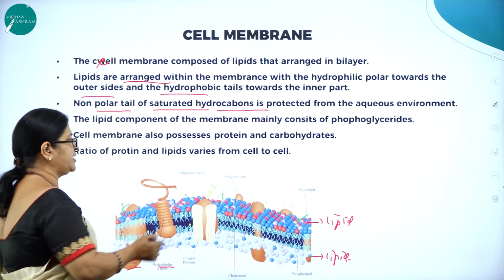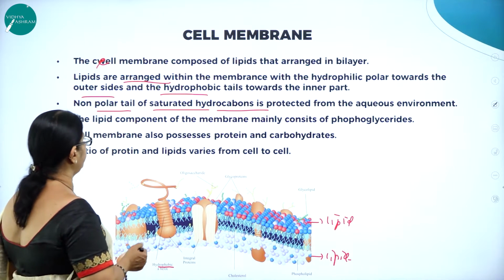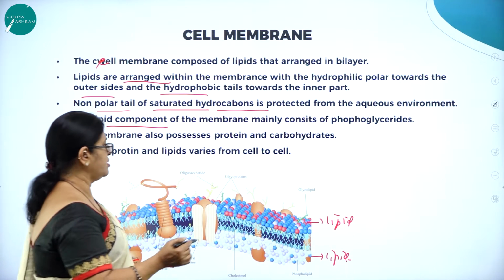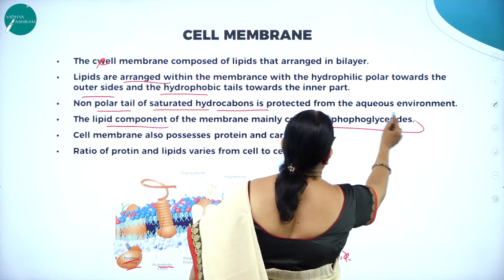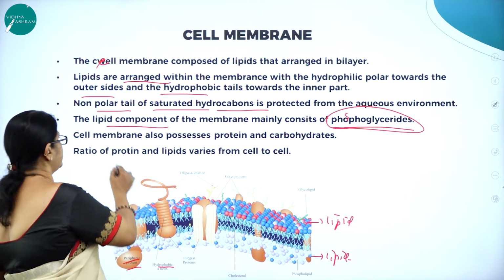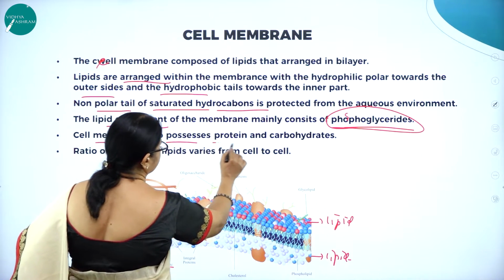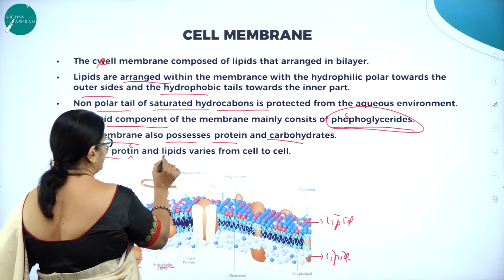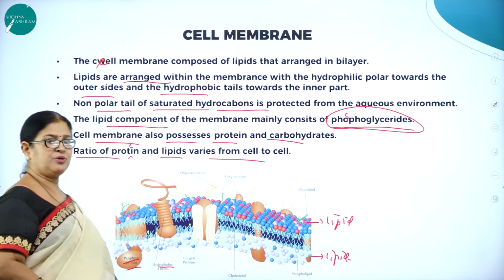This is a very important diagram from examination point of view. Here the lipid component of the membrane mainly consists of what? Phosphoglycerides. The cell membrane also possesses protein and carbohydrates. The ratio of protein and lipids varies from cell to cell.